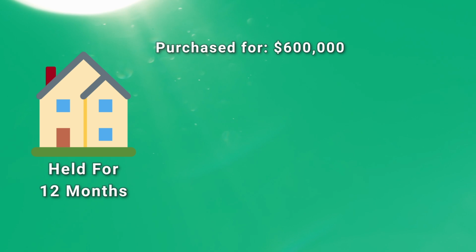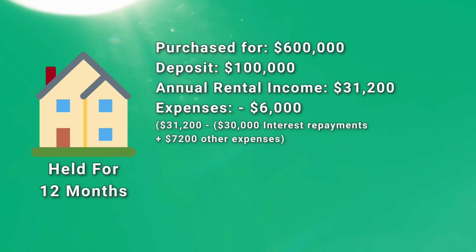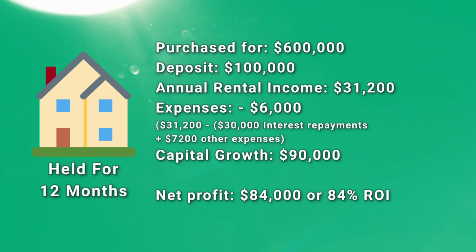A property is purchased for $600,000, using a deposit of $100,000, which covers all closing costs. The annual rental income is $31,200, and after all expenses are deducted, there is a negative value of $6,000. However, profits also include the capital growth of the property, which was $90,000. Now, combining the rental and growth profits, we end up with a net profit of $84,000, or an 84% ROI.